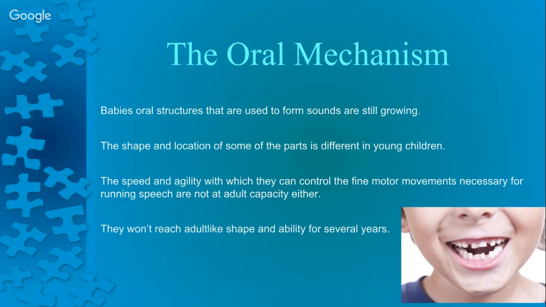So while a baby can suck well with their tongue, they wouldn't necessarily be able to tap the tip of their tongue to the top of their mouth in rapid succession, such as ta ta ta ta ta ta ta ta. They wouldn't be able to do that because they don't have the fine motor control yet to manage that. Again, these all develop over time. Because the mechanism is growing, so will their speech sound development grow over time as their oral mechanism becomes better able to manage the movements of speech.